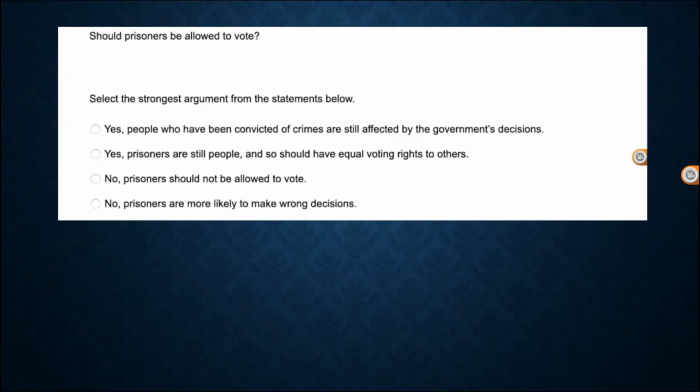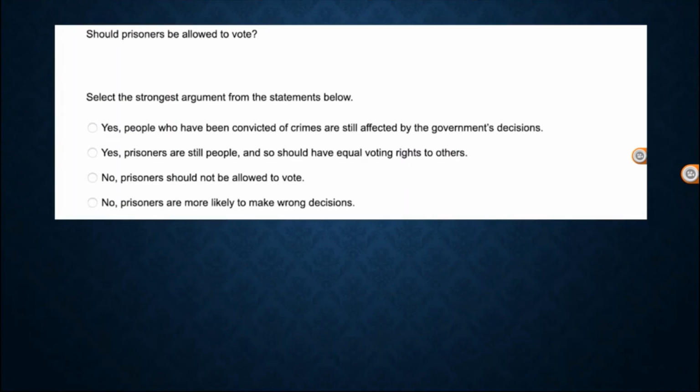Now, moving on to the last question, should prisoners be allowed to vote? First option, yes, people who have been convicted of crimes are still affected by the government's decisions. Second, yes, prisoners are still people and so should have equal voting rights to others. Third, no, prisoners should not be allowed to vote. And last one, no, prisoners are more likely to make the wrong decisions. So if we were to pick the keywords from this statement, it would be prisoners and vote. So which is the correct option from all of these?